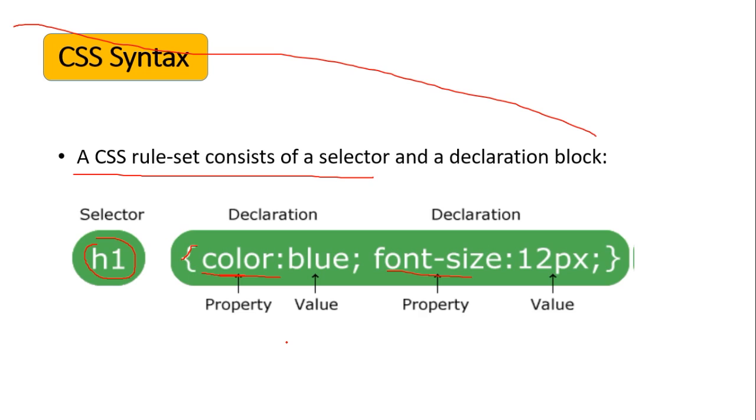So that means in a CSS syntax we have a selector and a declaration block. A declaration block is enclosed with an opening curly bracket and then a closing curly bracket. Inside this declaration block we have a property and then a value. We can have any number of properties and values for any selector.